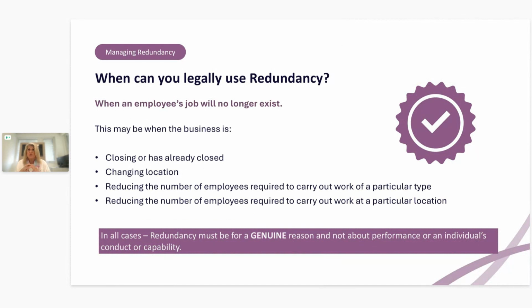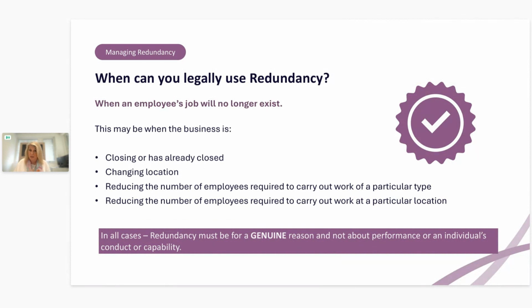So let's look at when redundancy can be applied. Redundancy can only be used in very specific and genuine circumstances. If you are asked to make someone redundant and you cannot hand on heart align it to one of these reasons, you can't do it. Section 139 of the Employment Rights Act 1996 sets out the reasons for redundancy. Basically, the reasons all align to the business not being able to afford to keep the person or people on.